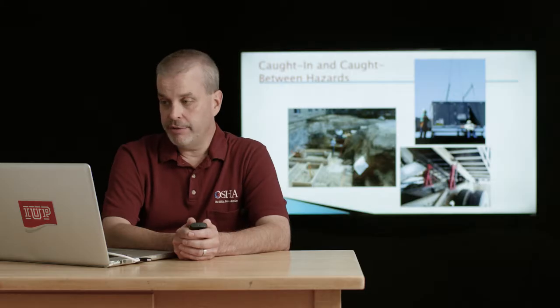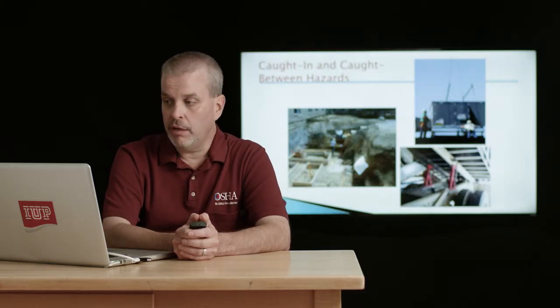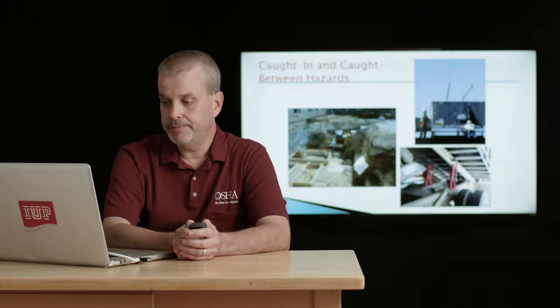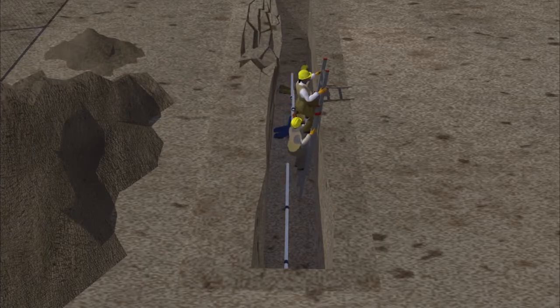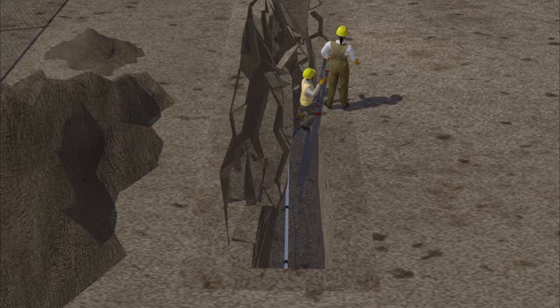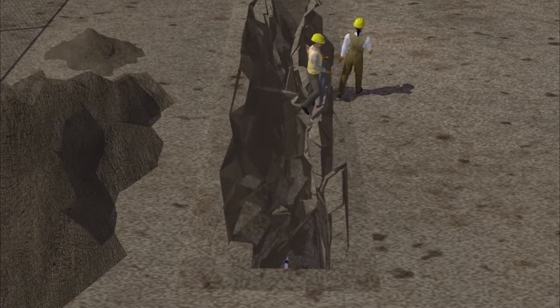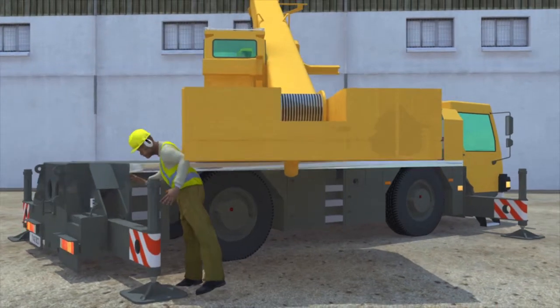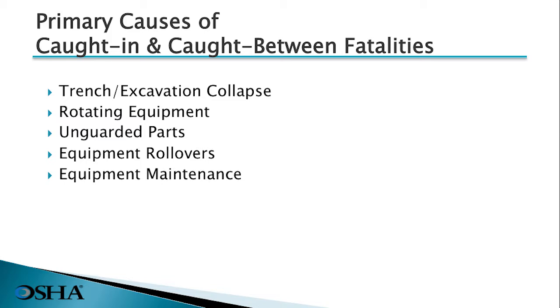The third hazard in the Focus 4 is caught-in and caught-between hazards. The primary causes of caught-in or caught-between fatalities include trench or excavation collapse, rotating equipment, unguarded parts, equipment rollovers, or poor equipment maintenance.